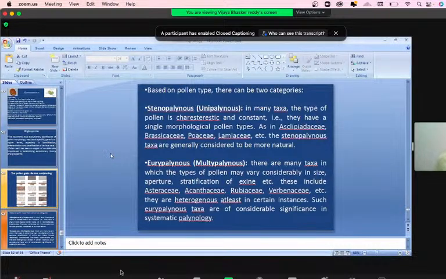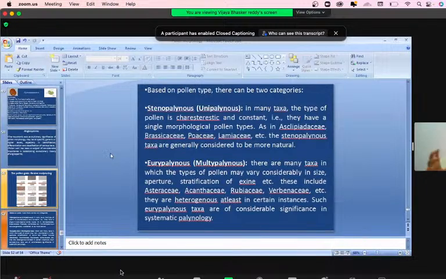categories. One is stenopalynous. This is also called the unipalynous condition. Throughout the family, pollen morphology is uniform. So such types of families come under the stenopalynous condition, or they are also called unipalynous families, like Asclepiadaceae, Brassicaceae, Poaceae, Lamiaceae. In Poaceae, you cannot segregate them based on pollen morphological patterns, except the size of the pollen grains. All other characters are very similar. Psilate ornamentation with a monoporate condition.